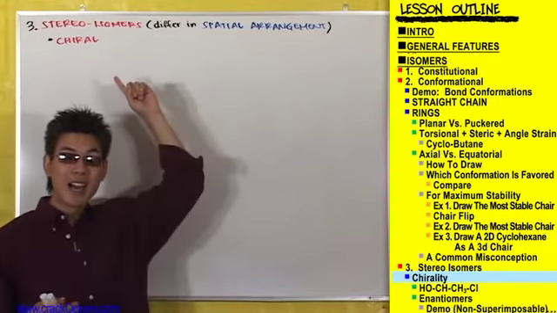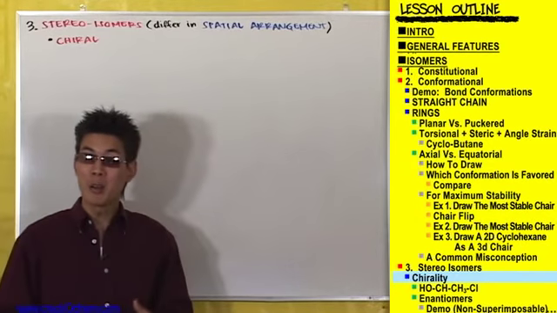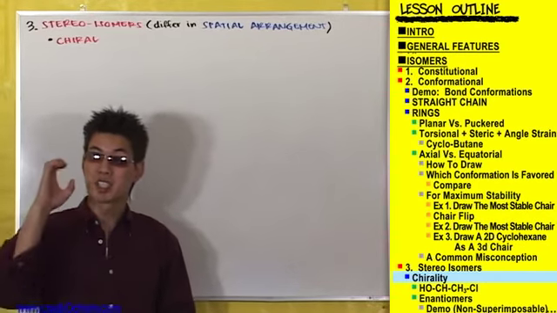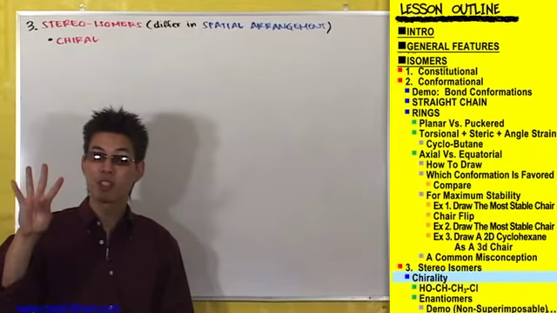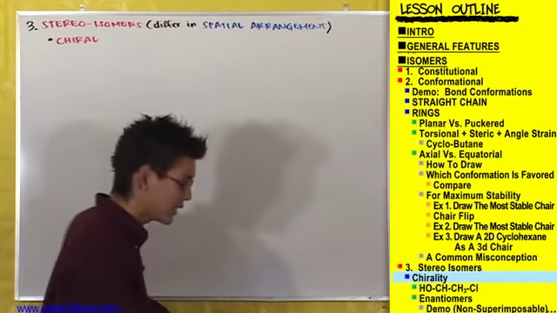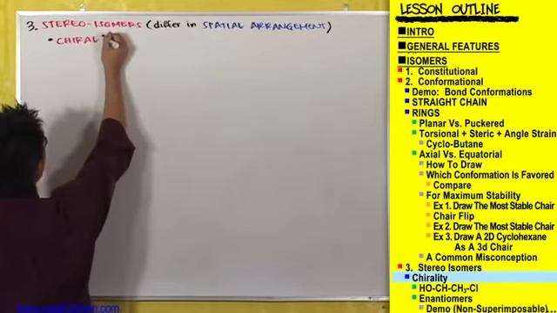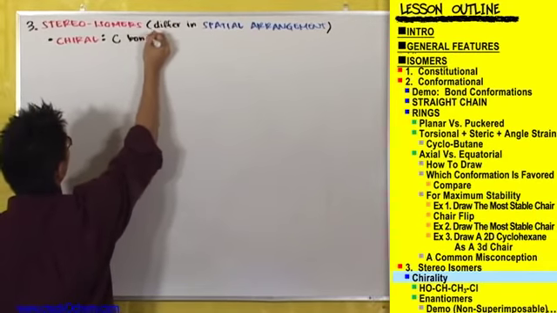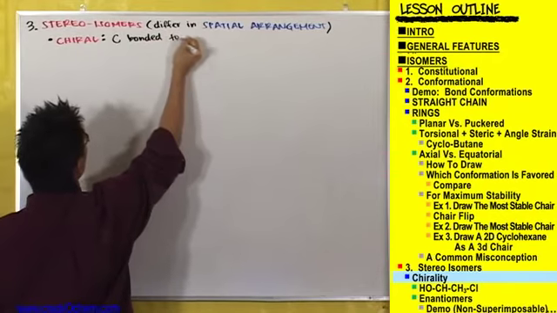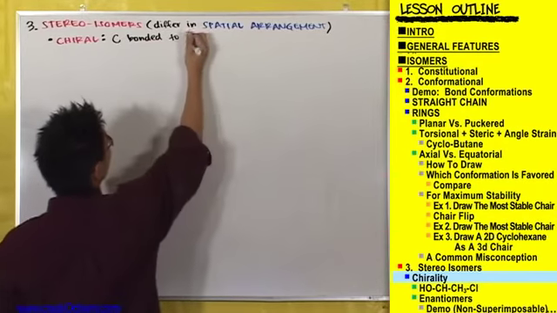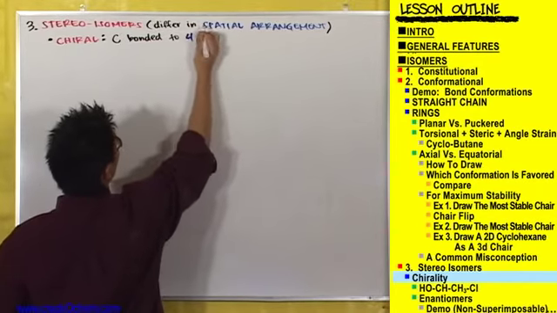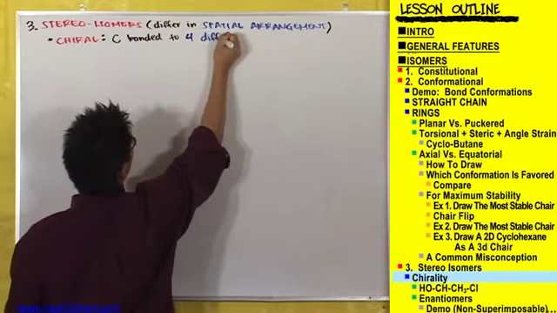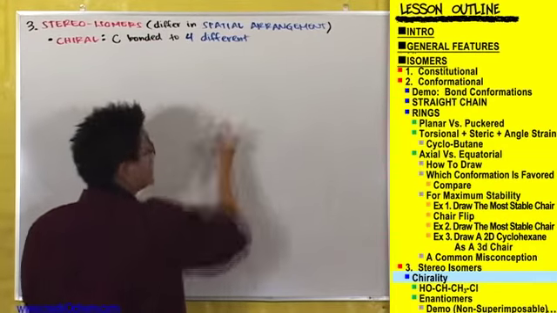And what is a chiral compound? A chiral compound is any compound that has a carbon bonded to 4 different substituents. Okay, so hey, let's write that down. A chiral compound, this is any compound that has a carbon bonded to, and this is the key part, 4 different substituents.